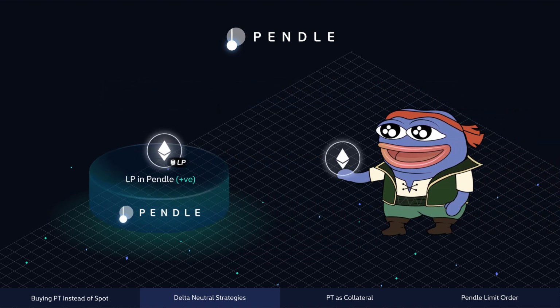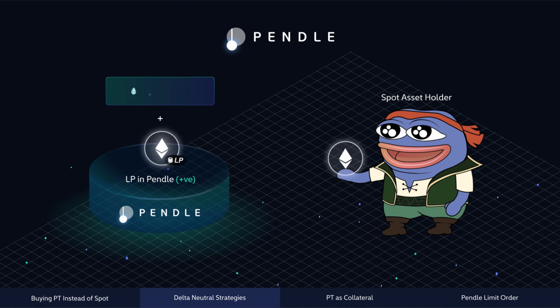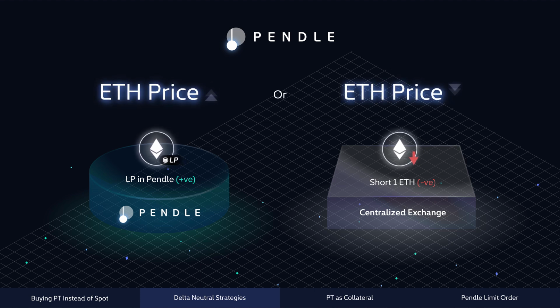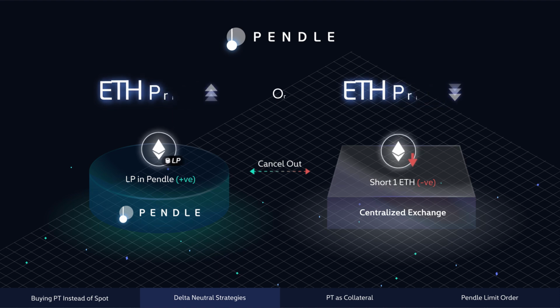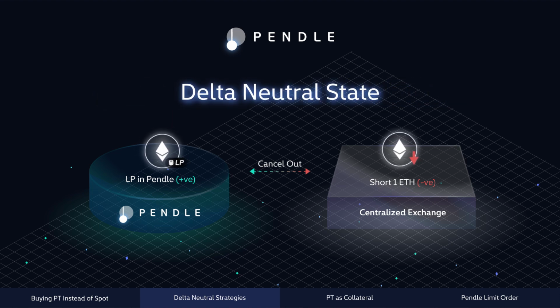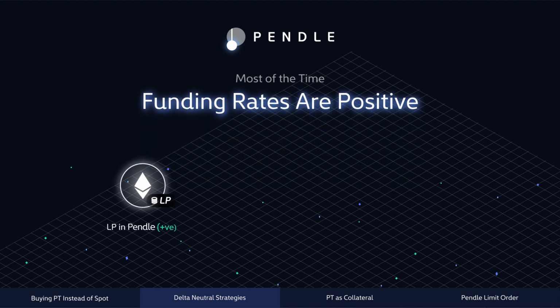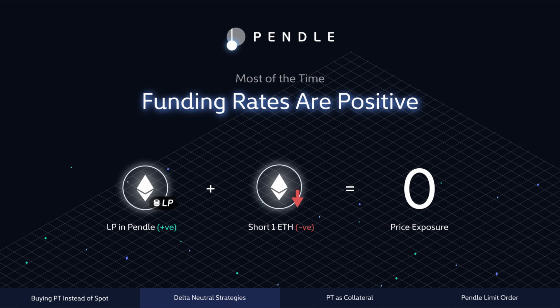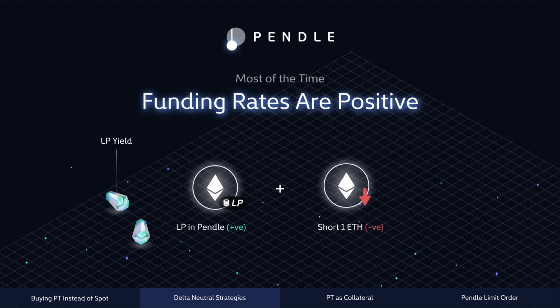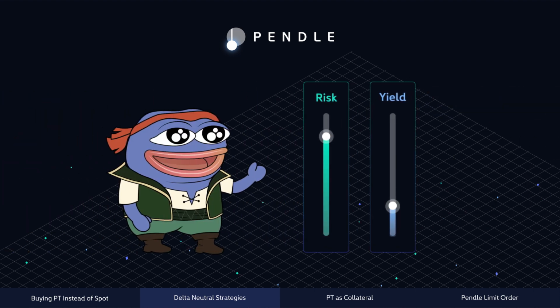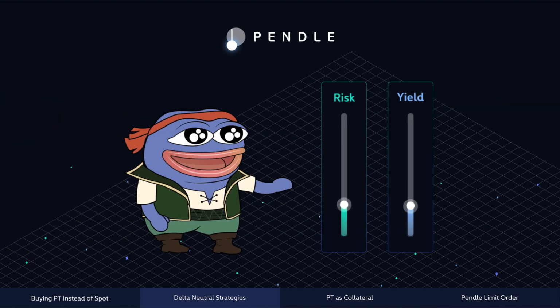Here's the general idea. An LP position on Pendle is similar to holding a spot asset, while earning additional LP yields on top. By pairing that LP position against a short position on a centralized exchange, any price movement of the asset cancels each other out, hence achieving a delta-neutral state. Provided that the funding rates are positive most of the time, this means that the paired LP position and short position has zero price exposure, while earning both the LP yield and the funding rates from shorting. It's basically yields on top of yields. This strategy is particularly useful if you want to de-risk from the crypto market's volatility while earning its high yields.